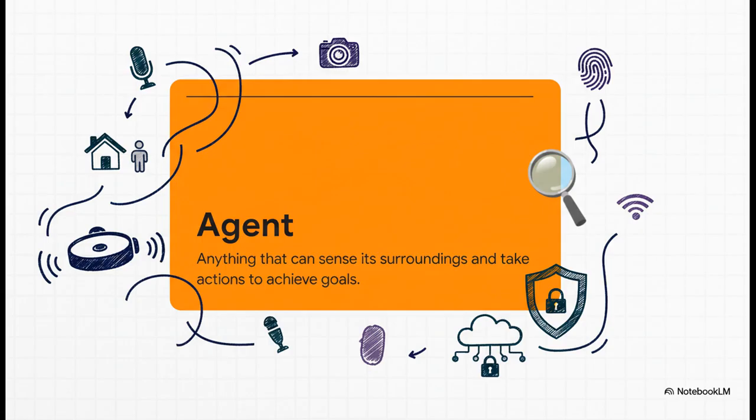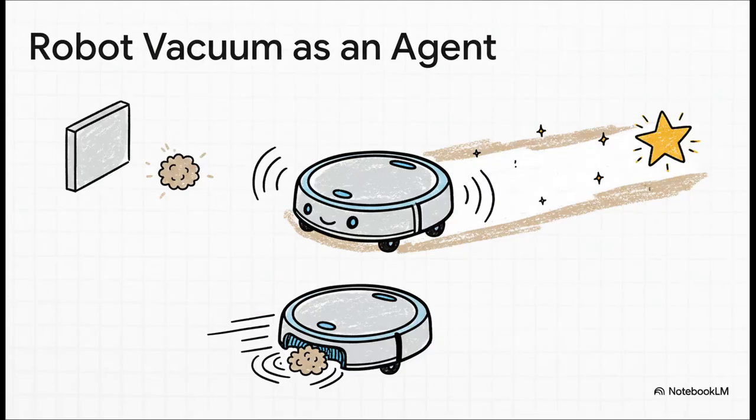Let's make this crystal clear with an example we all know. Think about a robot vacuum. It's the perfect agent. First, it senses its surroundings. It sees walls, it detects patches of dirt. Second, it acts. It moves around, it turns on its little brushes, it sucks up the mess. And third, it has a very clear goal: make the floor spotless. See? Sense, act, goal. That is an AI agent in a nutshell.